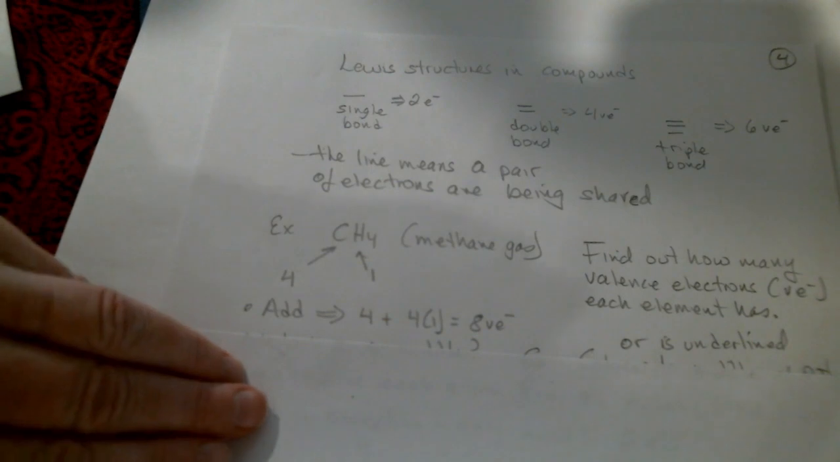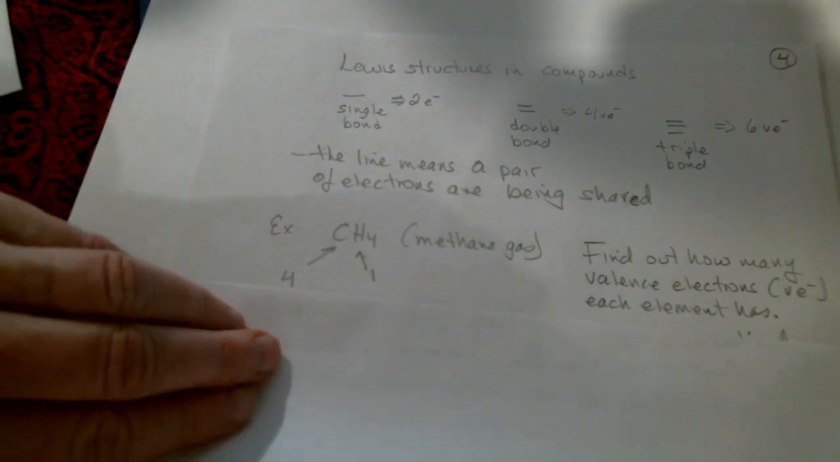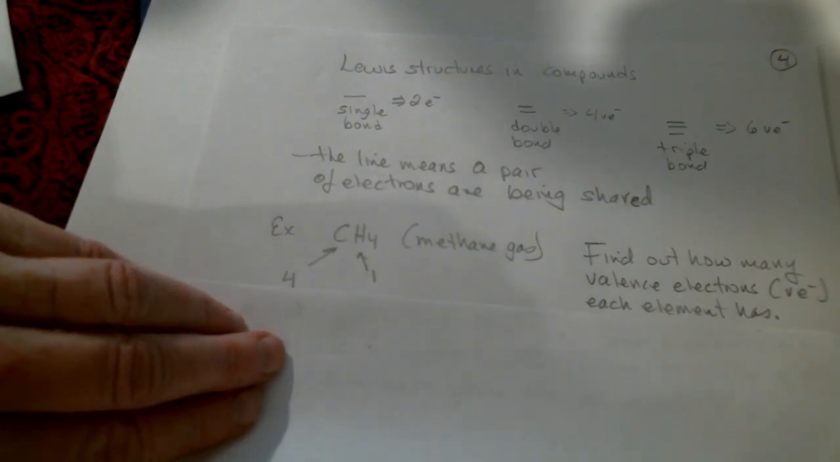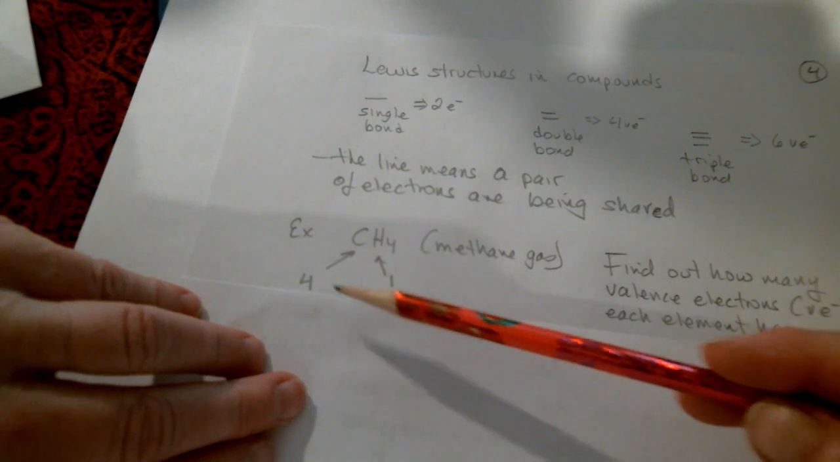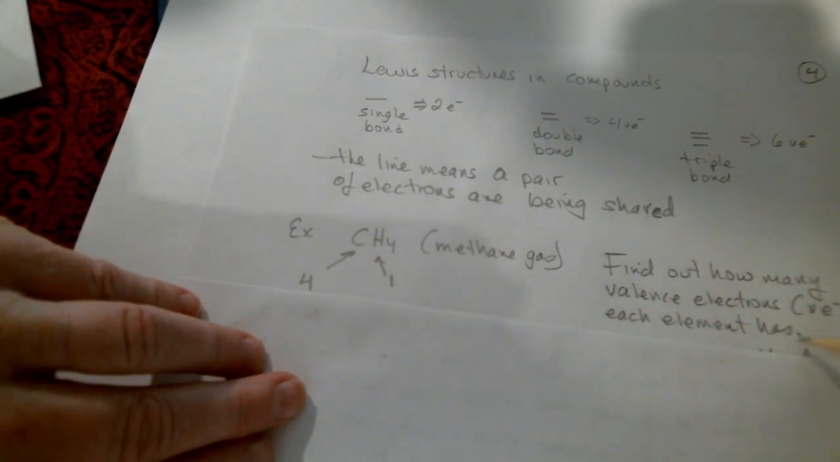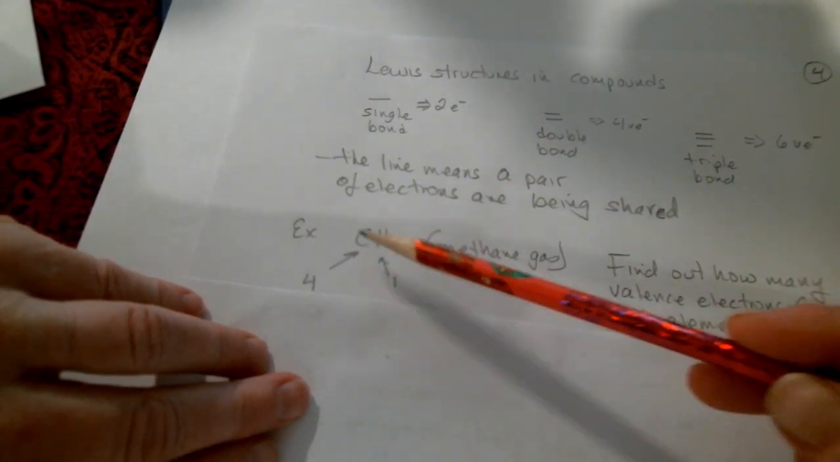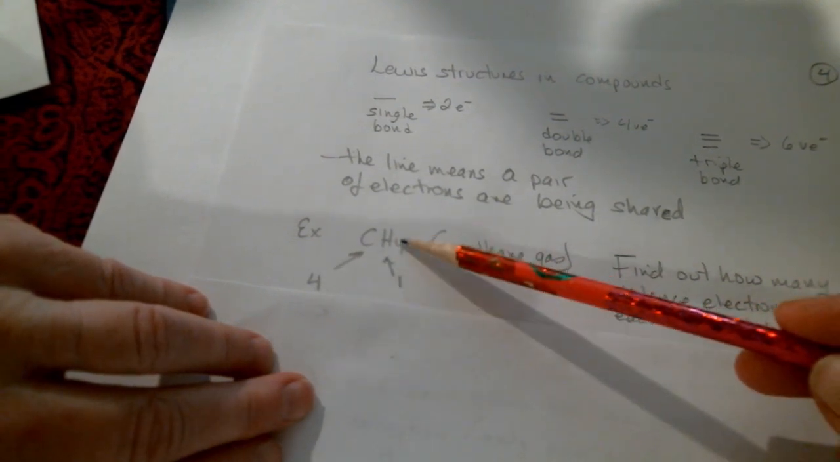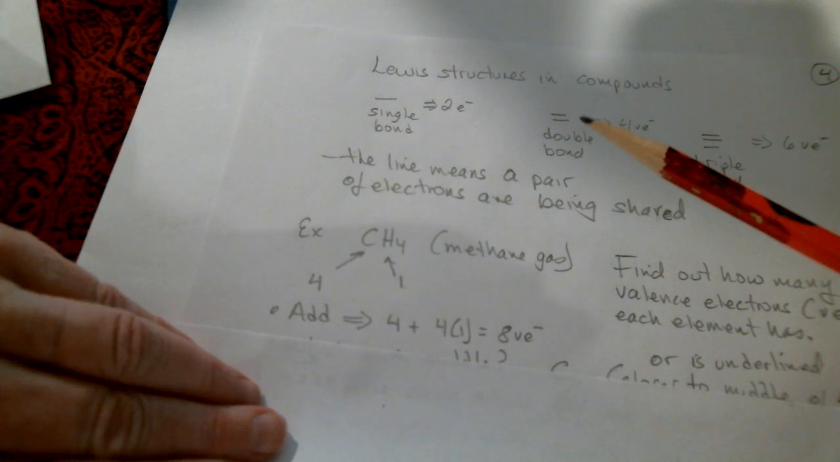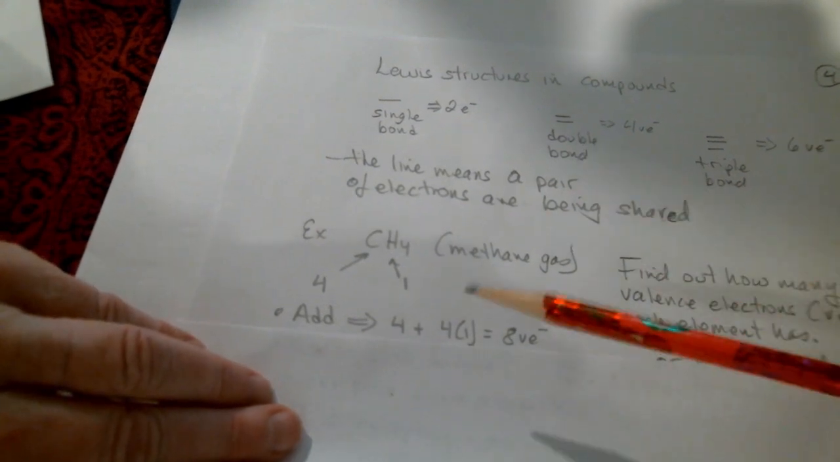Okay, so let's do methane. Methane gas, if you've ever smelled a stinky cow pasture, that is methane gas. Okay, so we want to look at the number of valence electrons, how many valence electrons each element has. Carbon is in group 4A, so 4. Hydrogen has 1, and then there's 4 of those. So I'm going to add these up.